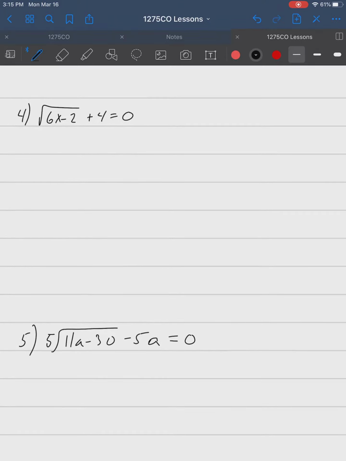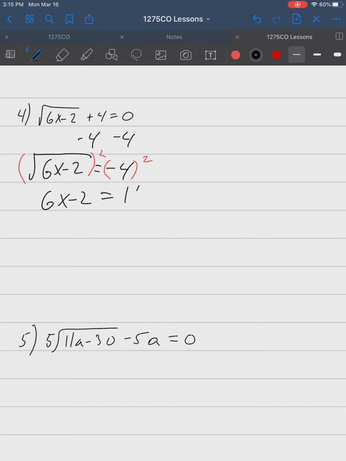Moving on to the next problem. Again, isolate the radical. Square both sides. Solve the resulting equation. Check your answers. Isolate by subtracting 4. 6x minus 2 inside the radical is equal to negative 4. Again, radical 6x minus 2. Square both sides. We get 6x minus 2 outside the radical. Negative 4 times negative 4 is equal to 16. That means 6x, after we add 2, is equal to 18.